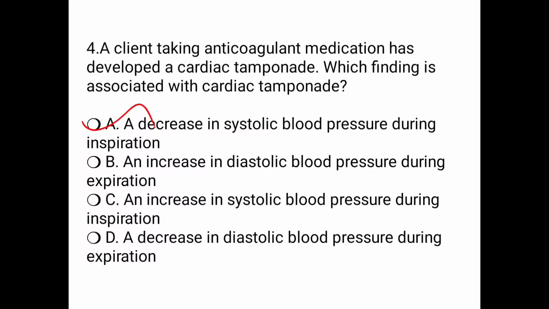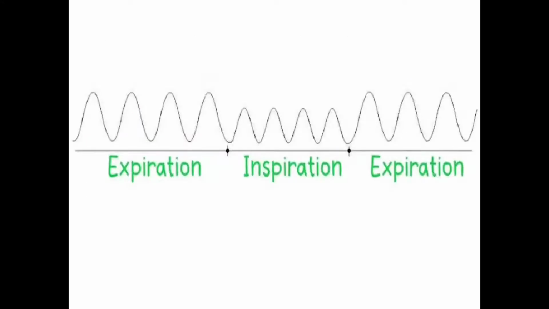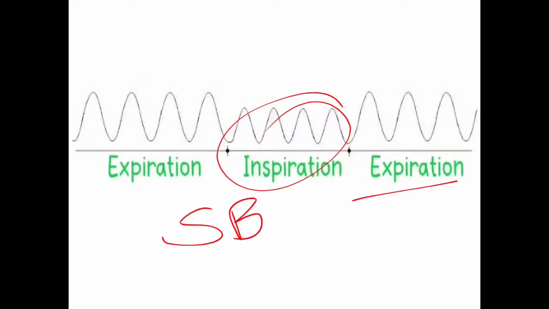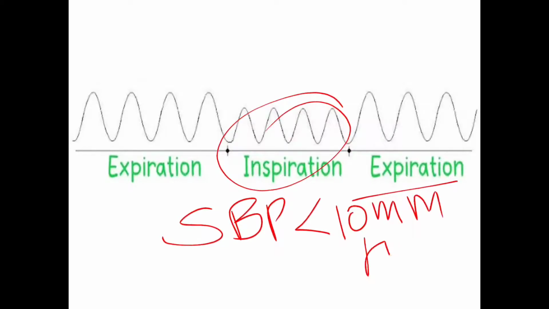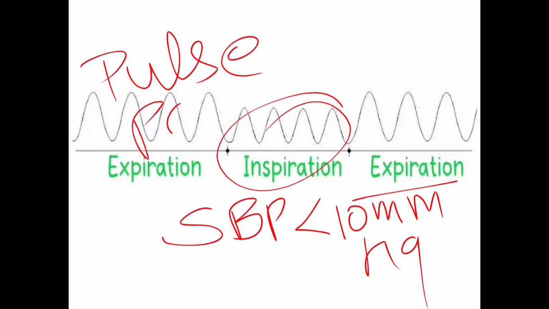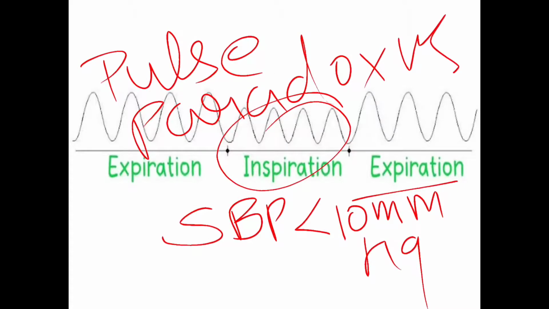The term is called... First there is expiration, there is a decrease in the inspiration, there is expiration. Systolic blood pressure decreases by 10 mmHg during the inspiration. The term is called pulsus paradoxus. Pulsus paradoxus. It's a main feature of the cardiac tamponade.